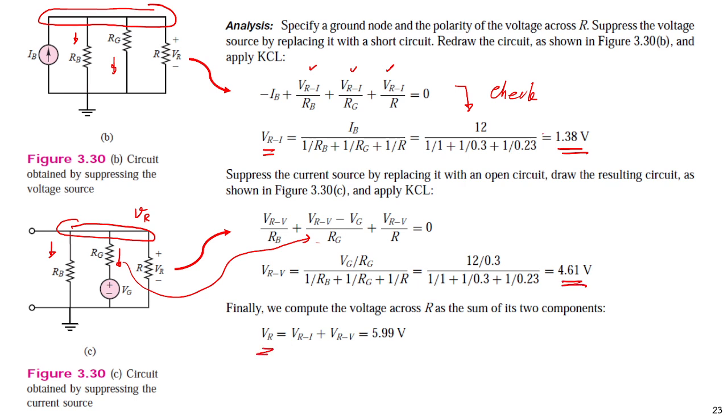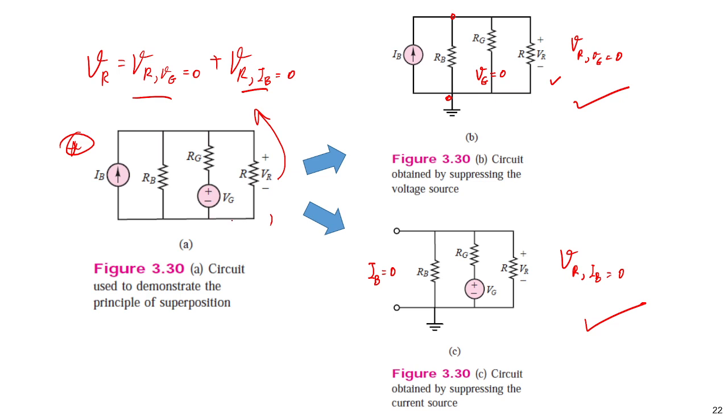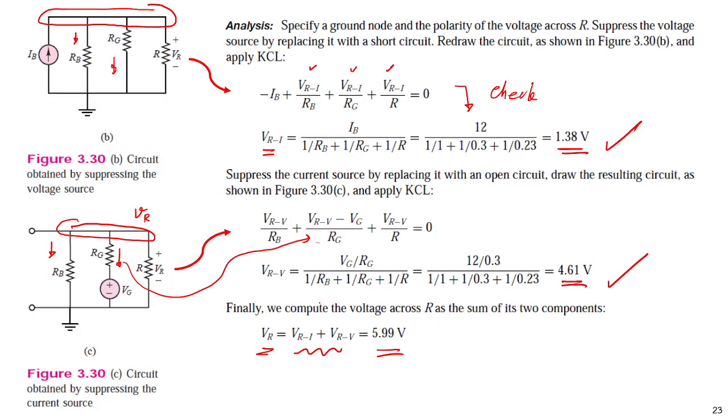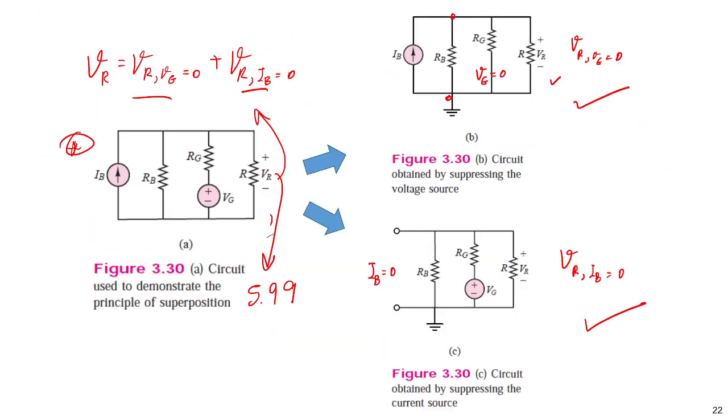Then VR would be these two values summed together, which is 5.99. If you solve this circuit directly, you will get VR at 5.99. And then for this circuit, you get VR at 1.38, and in this case, you get 4.61. Okay? This is the superposition theorem, right?